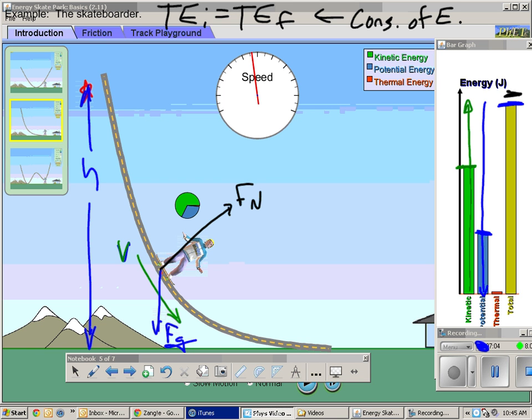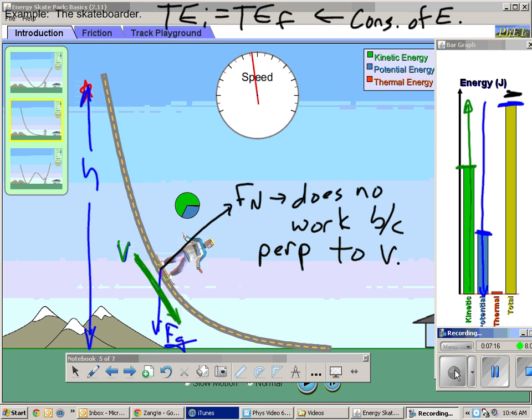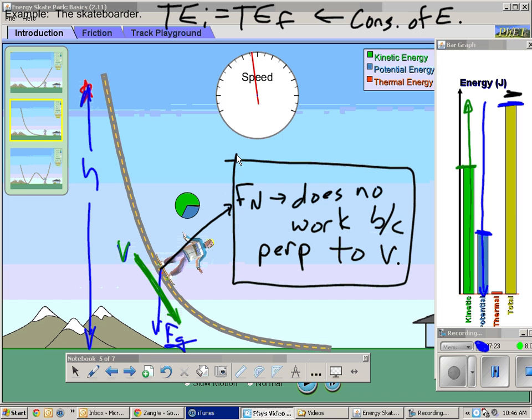But the normal force doesn't do work because it's perpendicular to the velocity. The normal force does no work because it's perpendicular to the motion. Okay, so this fact right here is what identifies this problem as a conservation of energy problem, and it's what tells me that this total energy is going to be constant. Whether my skateboarder is up here at the top of the ramp, halfway down the ramp, or all the way at the bottom of the ramp, the total energy is constant.